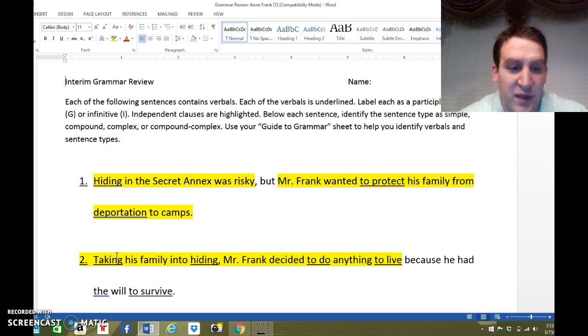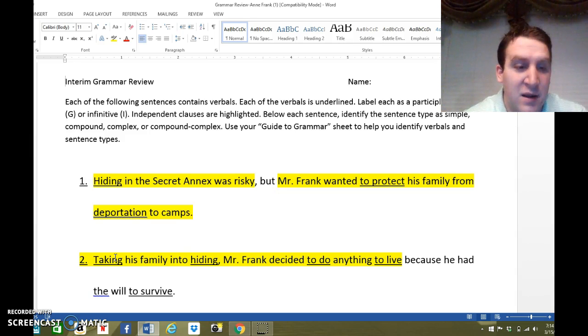Okay, so let's go to the last one, which is taking, right over here. So this one's a little bit difficult because at first glance you would think that taking is the subject of this clause, like it's the first word, just like hiding was in the first example. But if you look closer, taking can't be the subject of this clause because it's not a clause. And the reason why it's not a clause is it's missing a verb. There's no verb here. Taking his family into hiding, none of these words are verbs, which means taking can't be the subject of anything because it doesn't have a verb within this clause. So, therefore, taking is not the subject of the sentence. So, if taking is not the subject of the sentence, it's most likely not a noun.